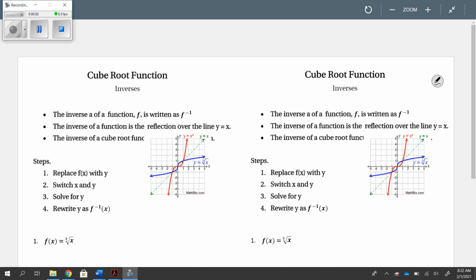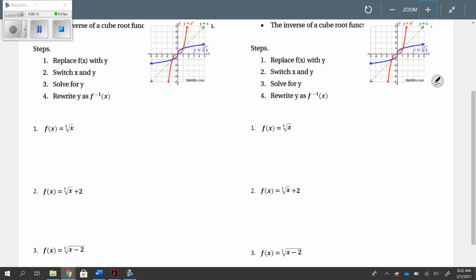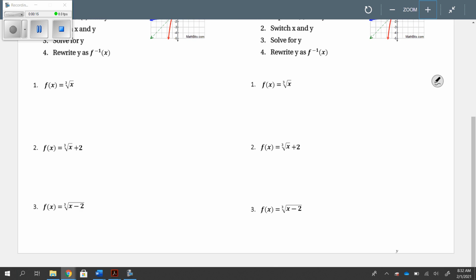Alright, today we are doing cube root function inverses of cube roots. It's all the same steps. I'm not even going to read them. Literally, the only difference here is instead of squaring it, you're going to cube it because they're cube roots. So again, I'll say the steps, even though I said I wouldn't, just to make sure. Replace f of x with y, switch x and y, solve for y, and then in the final answer, you write it as f of negative 1 x.